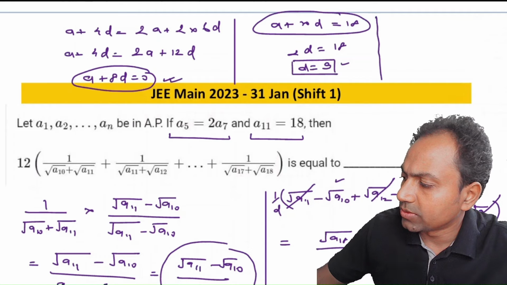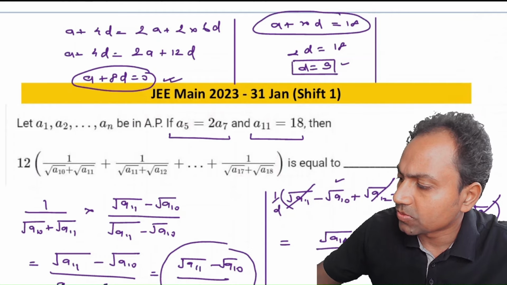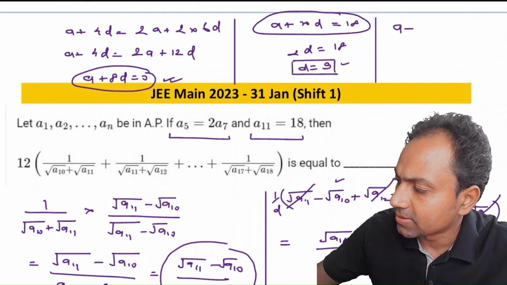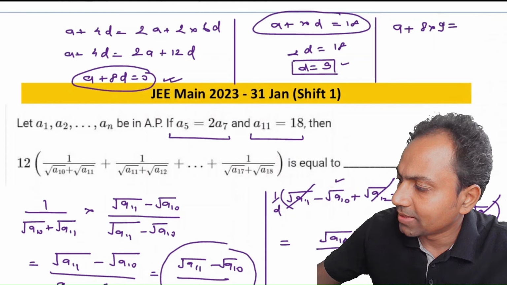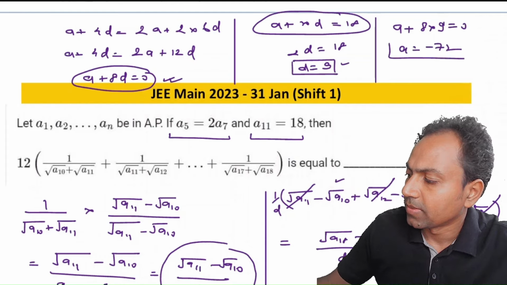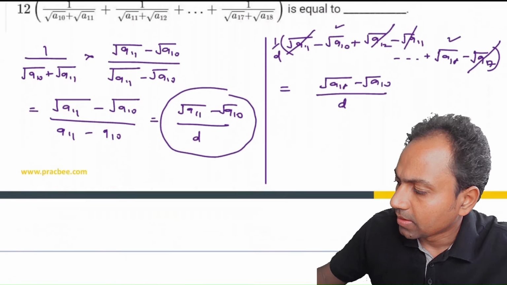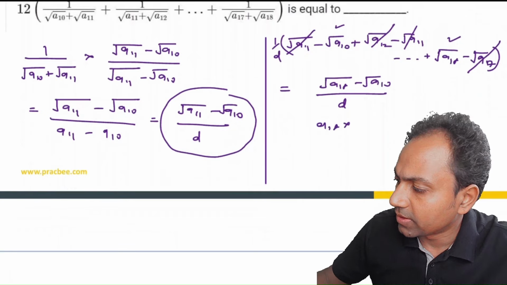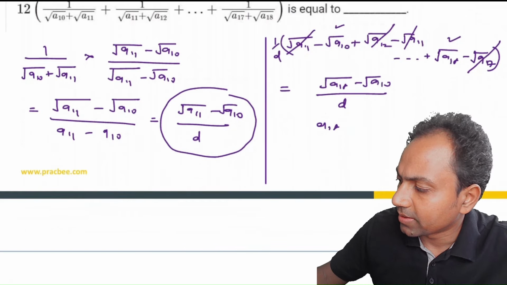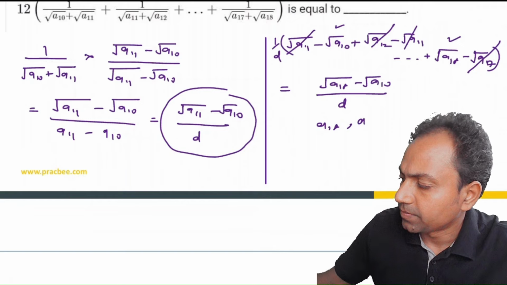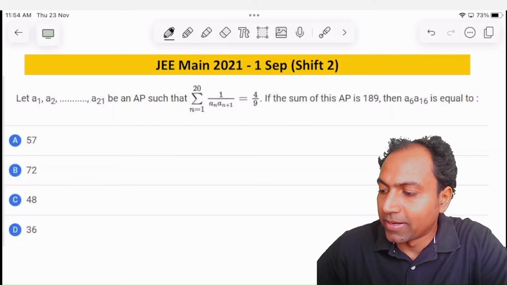Again, what you can do is using this, if I substitute in the first one, it becomes A plus 8 into 9 equal to 0, or A is equal to minus 72. Now since you have got the value of A and D, here you can find the value of A18 and you can also find the value of A10. Solve and get the answer. Let us see this new question.